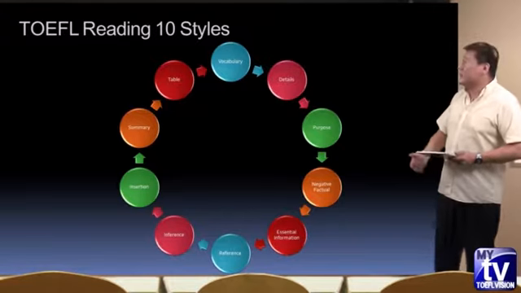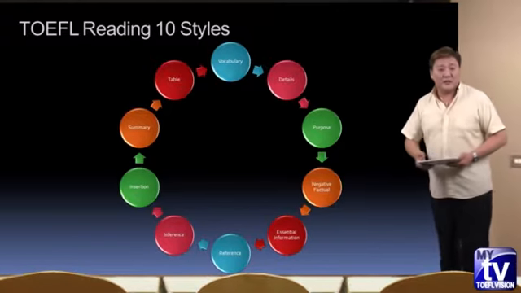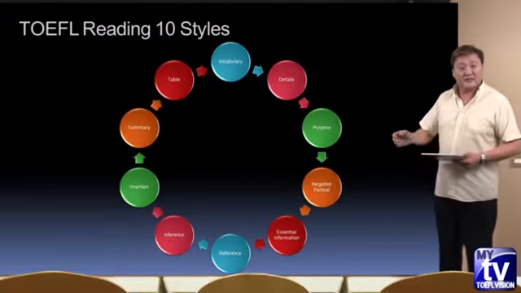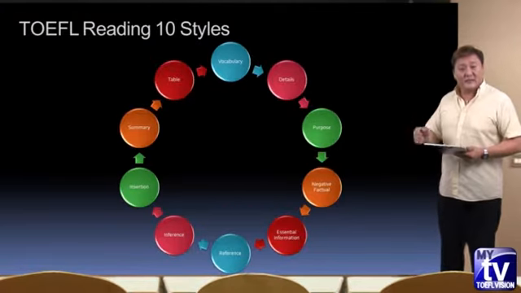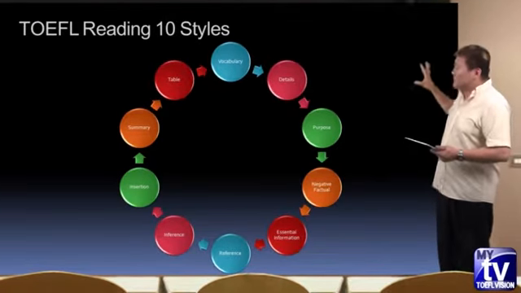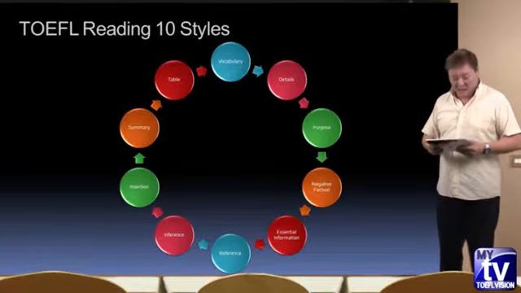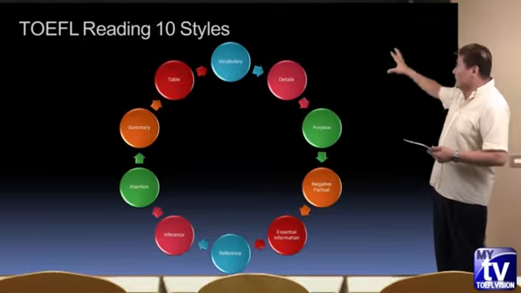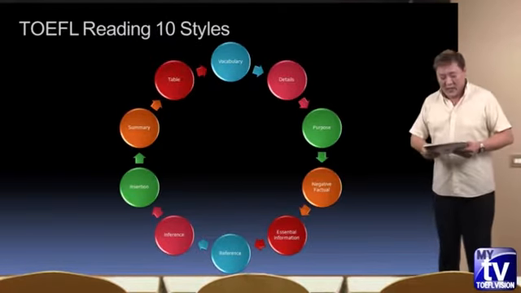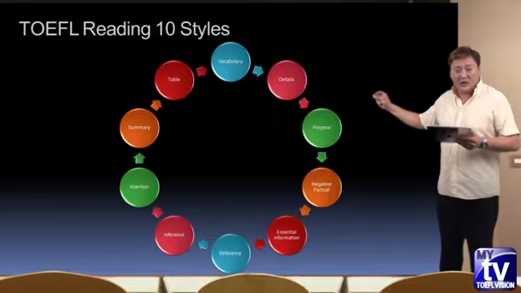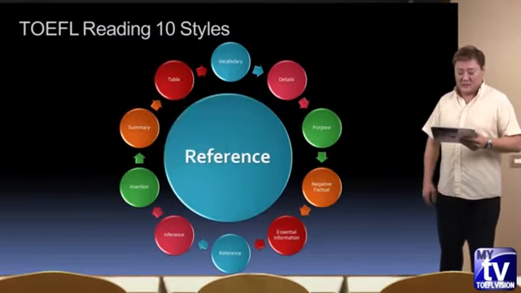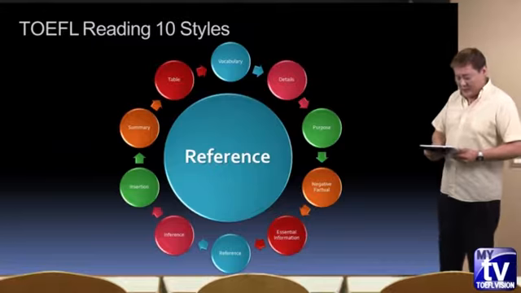Now we've been covering different sections of the iBT TOEFL reading section, the different styles. There are 10 particular different styles. If you take a look at this whole thing here, we have 10 different styles. Today we're going to be covering a particular one. It's called reference. Now you're like, what is reference?